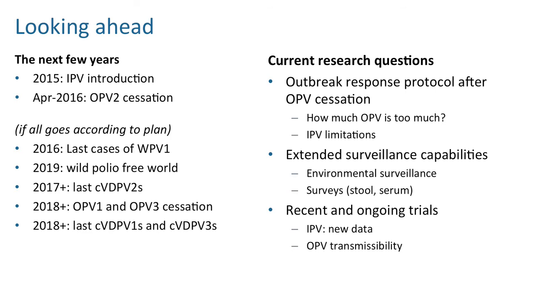There's a number of remaining research questions, which is a bit surprising considering how close we are to the end, but there's still research ongoing for polio. There's still very important questions left to be answered. For example, after we stop using OPV around the world, we'll probably still have to use it in outbreak response. And how much risk does that cause? How much OPV is too much? And how do we use the current vaccines that we have to interrupt circulation?